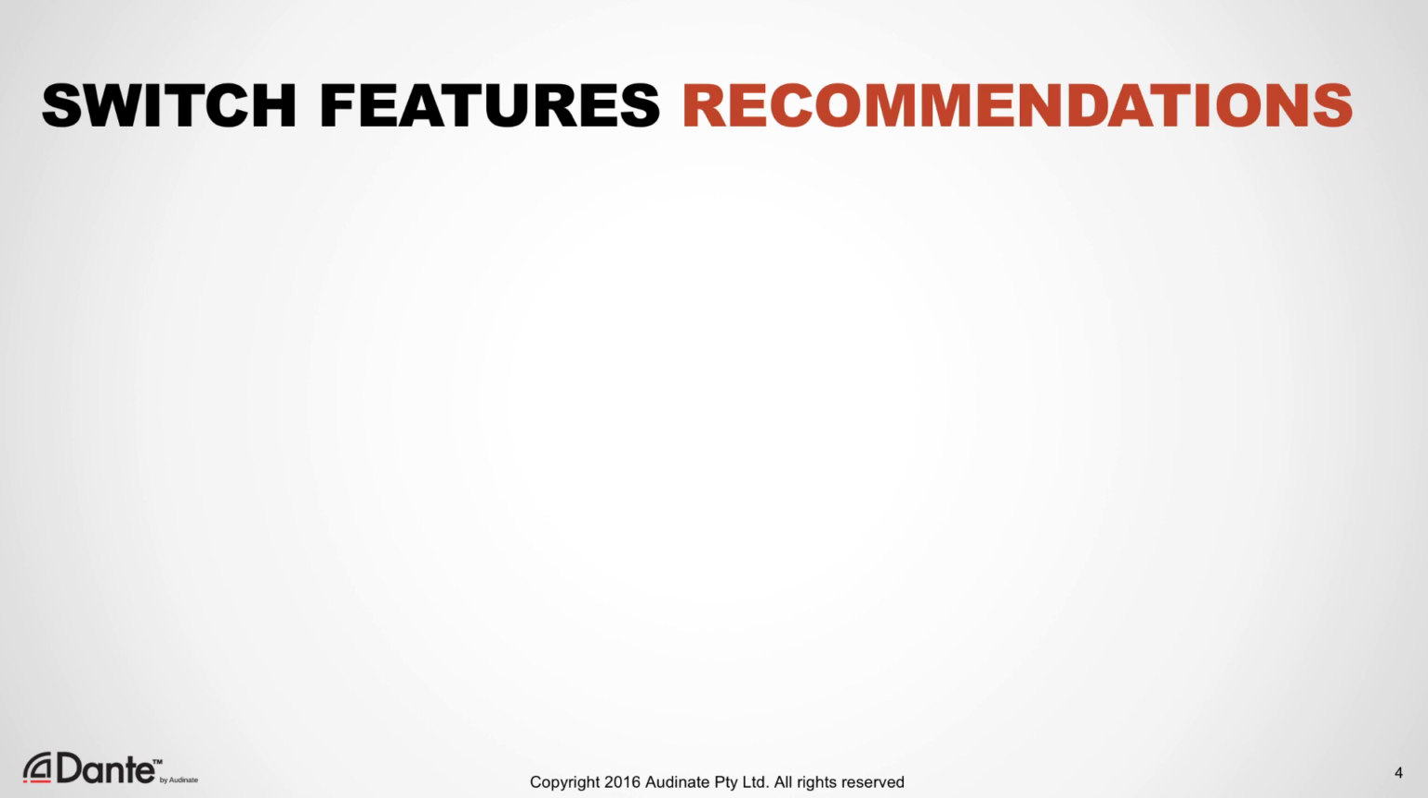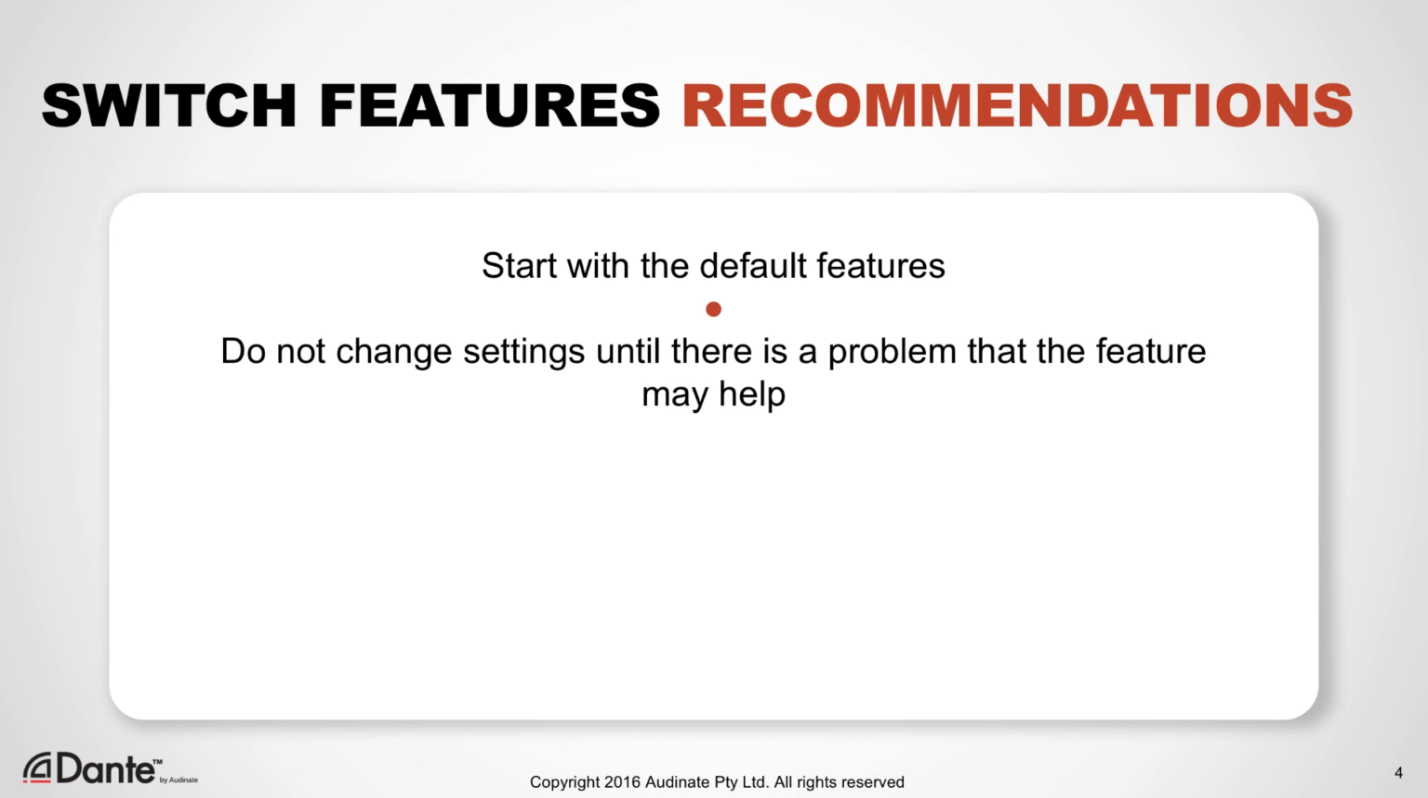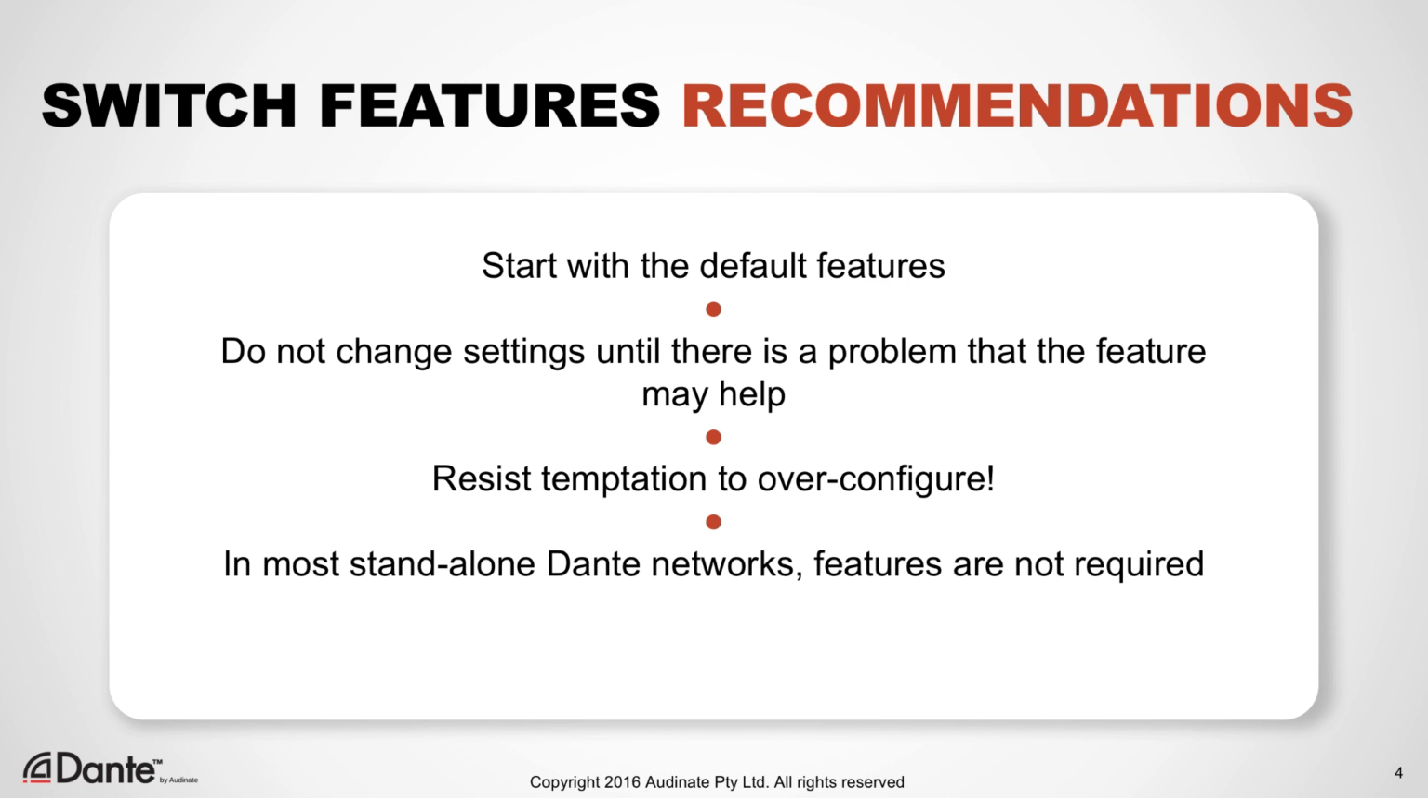Let's look at some recommendations. First, start with default settings of switches. Generally, this means extra features are off. Do not change until there is a well-understood problem that a feature may resolve. Resist the temptation to over-configure switches. In typical standalone Dante networks, features are rarely required.